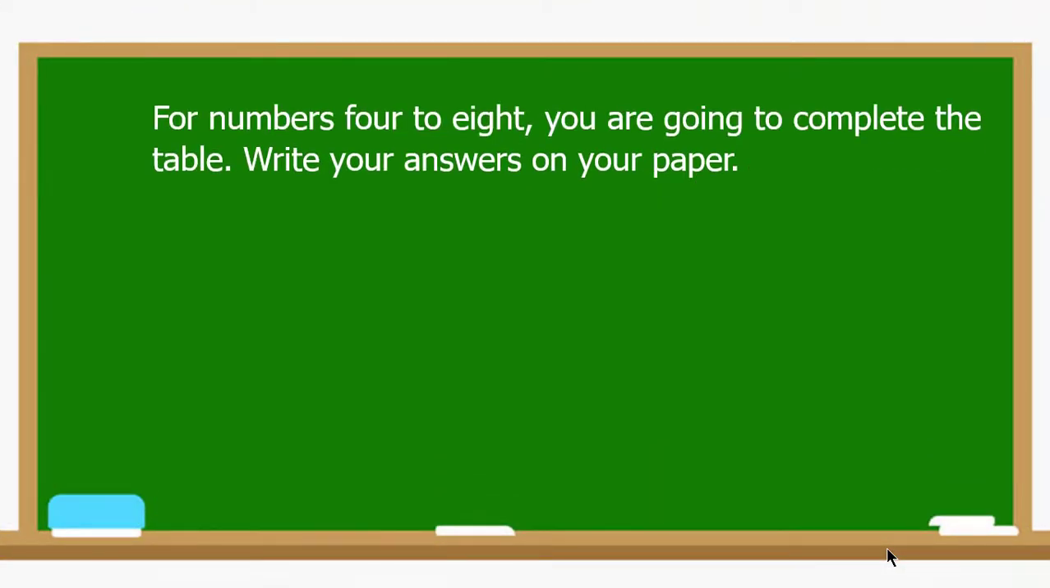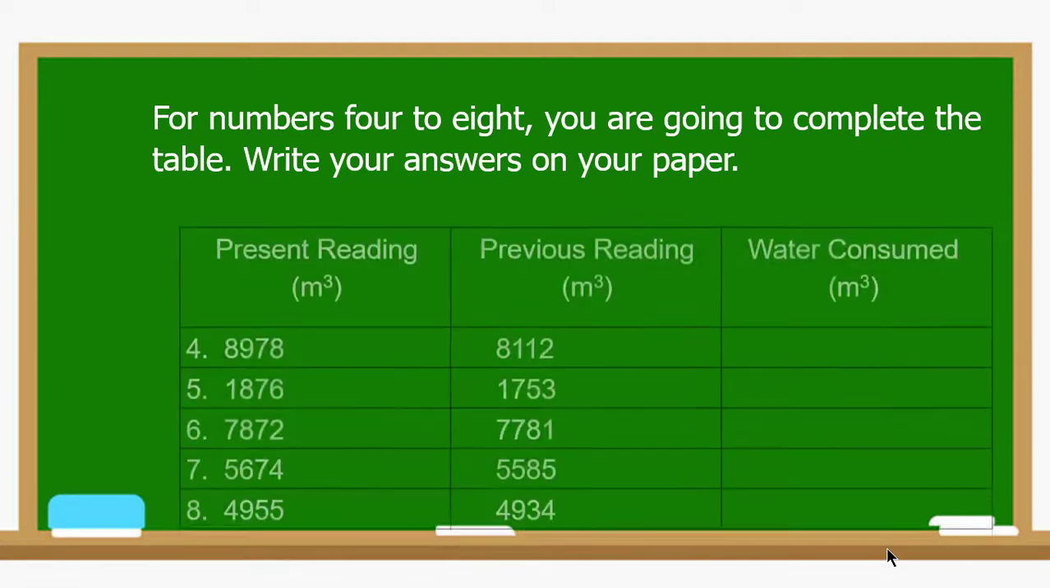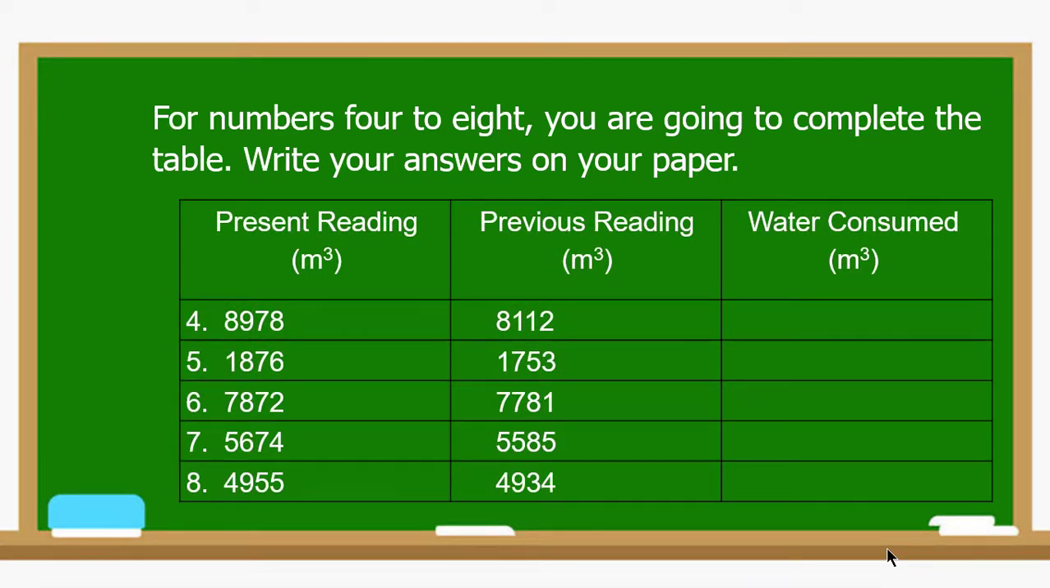For numbers 4 to 8, you are going to complete the table. Write your answers on your paper. The first column is the present reading. The second column is the previous reading. And the third column is the water consumed. Number 4. Present reading is 8,978 cubic meters. Previous reading, 8,112 cubic meters.